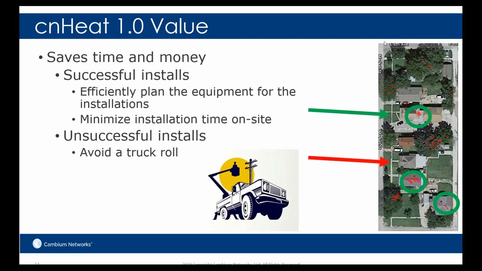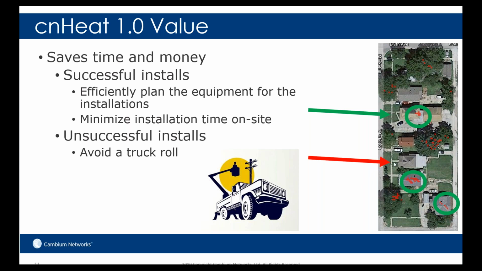All right, so here is another example of cnHeat making predictions. There's 5 houses in this neighborhood. 3 of them have service and 2 don't. So for the ones that have service, you can efficiently plan them in advance and then go only to those places of the house to do service. You don't have to go there, walk around, try different places and take a long time. You can get it all previously planned and installed very quickly.